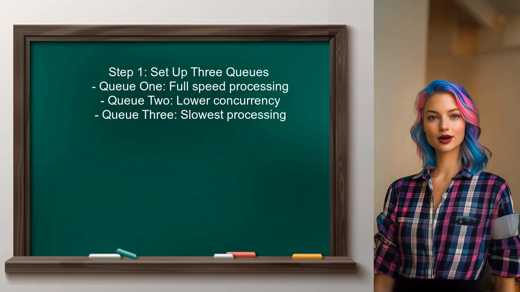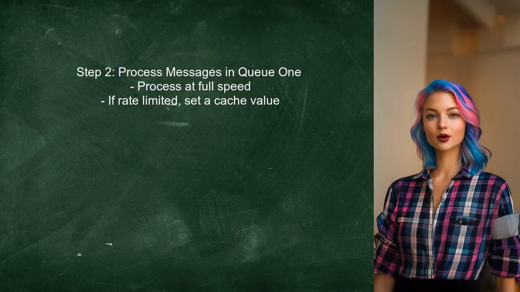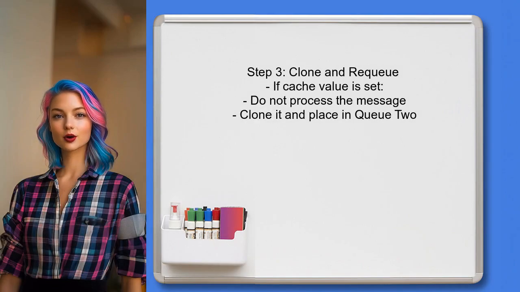To begin addressing the user's concern about throttling the service bus triggering, we can implement a multi-queue strategy. First, the user should set up 3 queues: Q1, Q2, and Q3. In Q1, the user should process messages at full speed. If the downstream system starts to return rate limits, the user can set a cache value to indicate this condition. If the cache value is set, the user should not process the message in Q1. Instead, they should clone the message and place it into Q2 for slower processing.